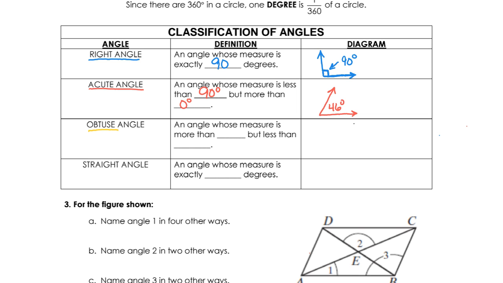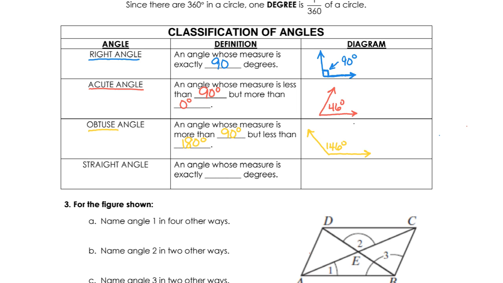Then we have an obtuse angle, and that's an angle whose measure is more than 90 degrees, but less than 180 degrees. So if we take that 90-degree angle up at the top and we open it more, it might look something like this, and there might be 146 degrees inside of it.